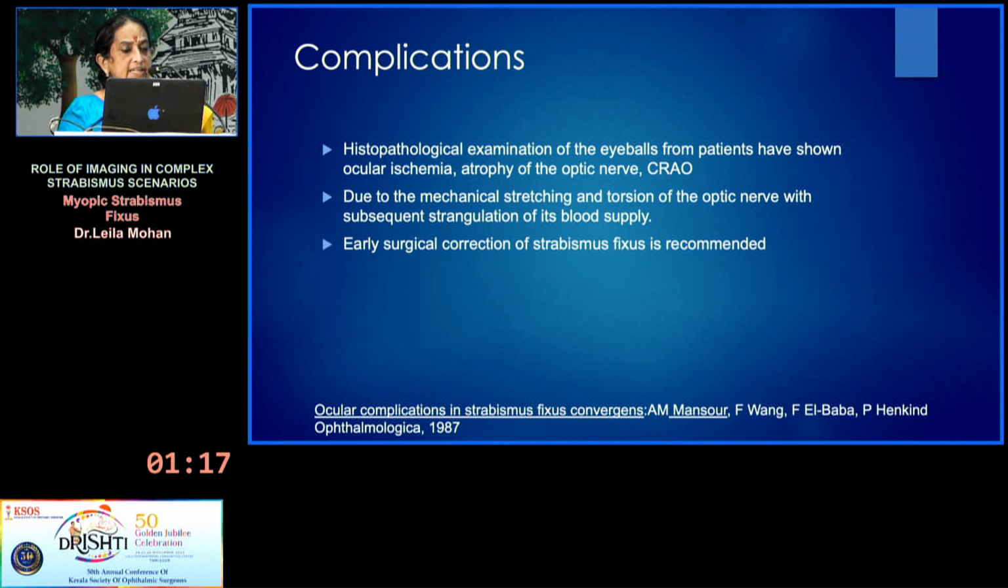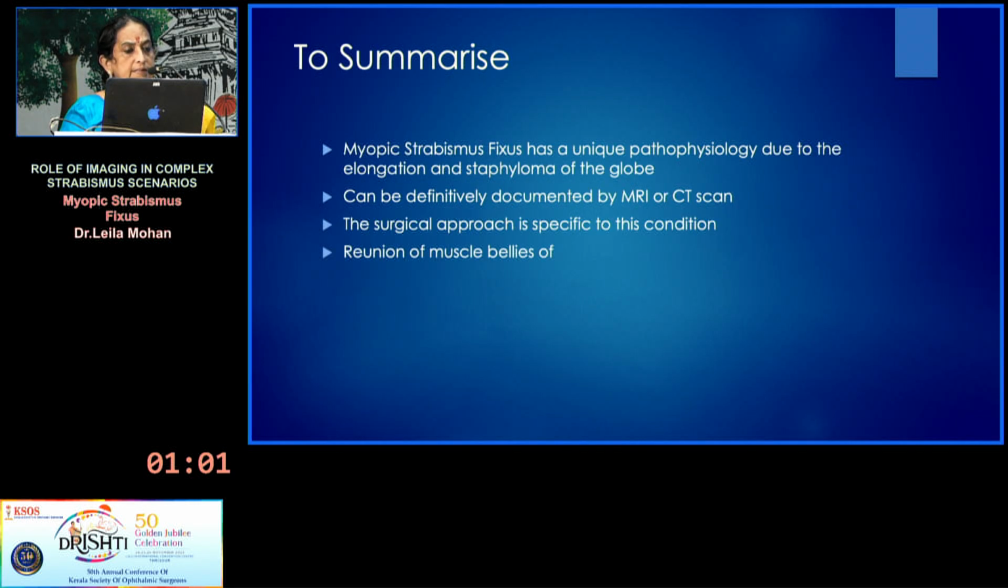So there are some complications. Histopathological examination of eyeballs from patients has shown ocular ischemia and atrophy of the optic nerve or CRA occlusion, due to mechanical stretching and torsion of the optic nerve with subsequent strangulation of the blood supply. So early correction of strabismus fixus is recommended.